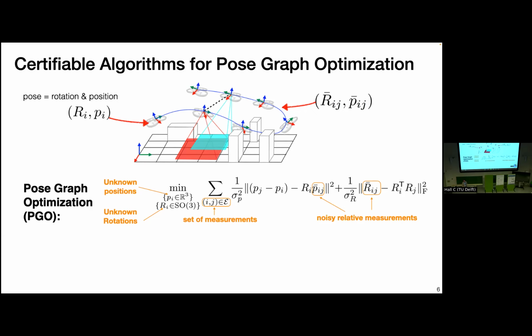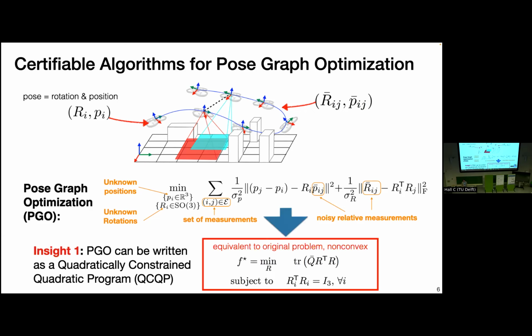We had back then two main insights, which in hindsight are pretty easy. The first one is that if you stare hard enough at this optimization problem, you realize that the pose-graph optimization problem can be written down as a quadratically constrained quadratic problem, or QCQP. Probably not super surprising for those of you very familiar with optimization. You see that the cost function is kind of quadratic.